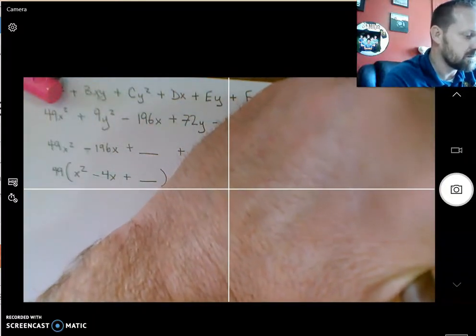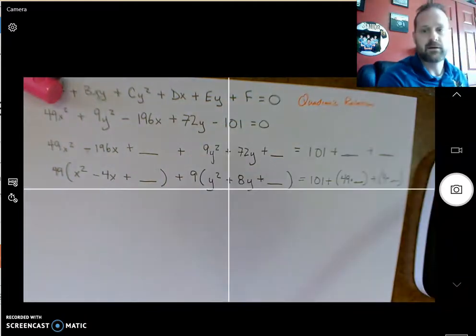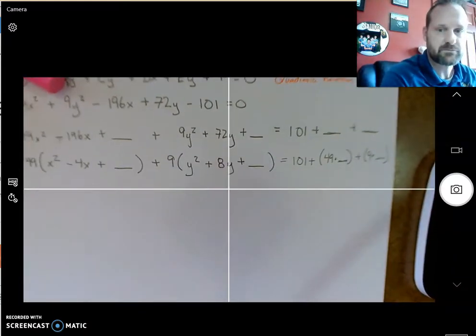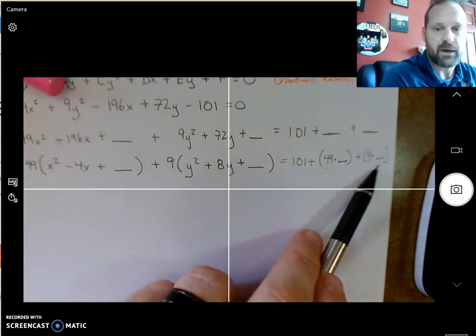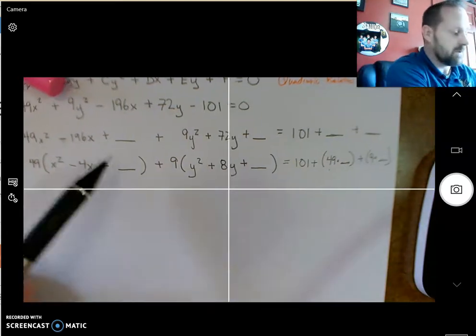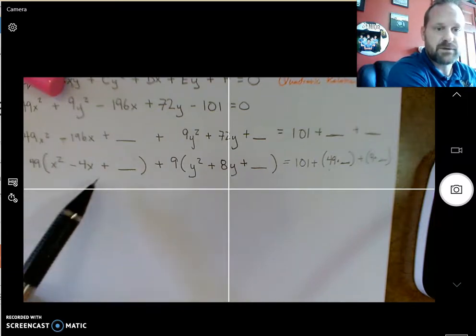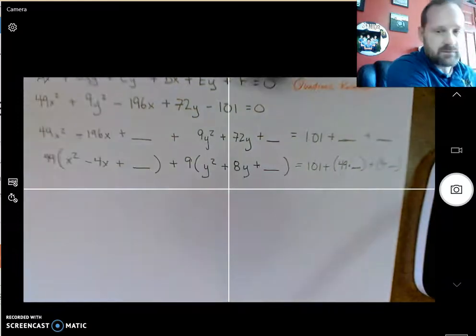plus 9 multiplied by, okay, so over there, that's hard to see, but that's a 49 multiplied by and a 9 multiplied by. Okay, so how do we get this? Well, this is b divided by 2 squared. B divided by 2 squared. So now I'm going to go ahead and write those in for time's sake here.